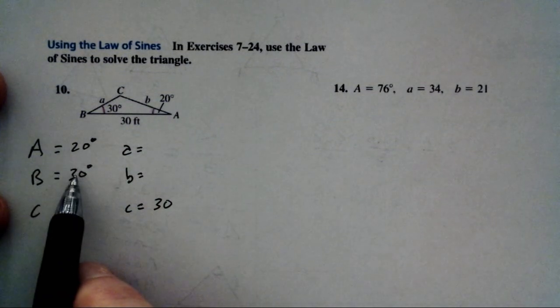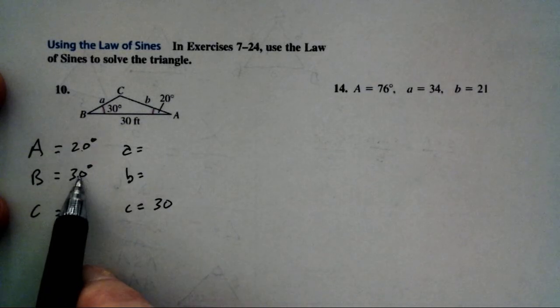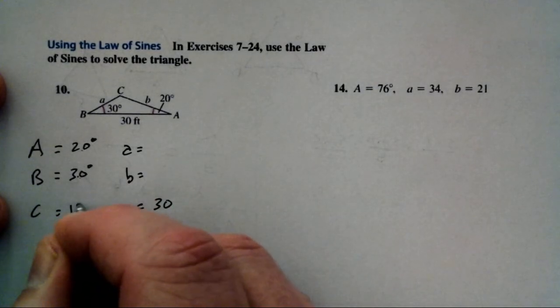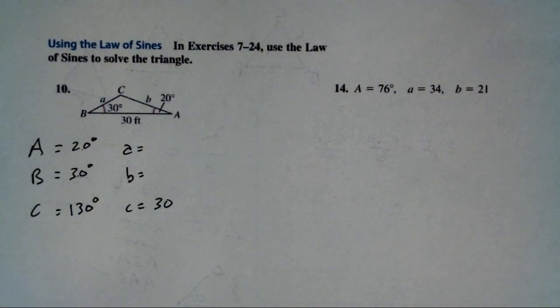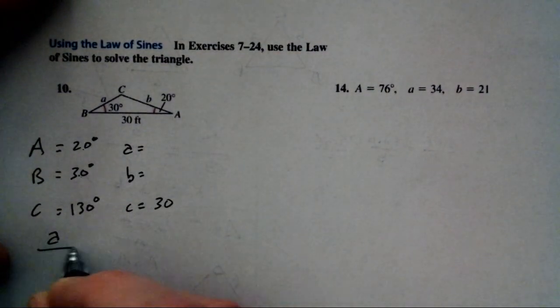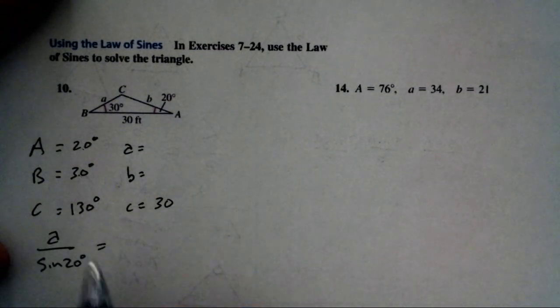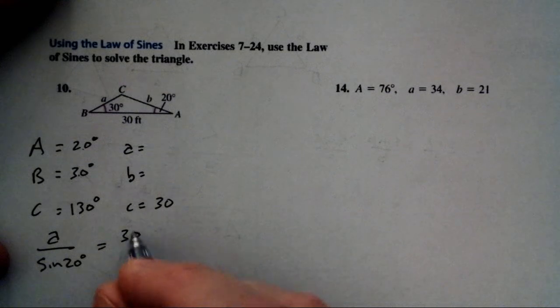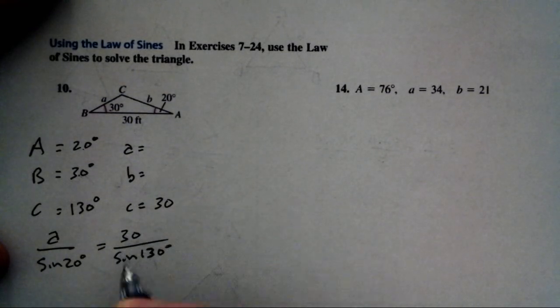If I know two angles, we certainly know the other. 180 minus 30 minus 20, or 180 minus 50, is 130 degrees. And now we can find side A or side B. Since I'm looking for side A, I'm going to say A on sine of A, sine of 20 degrees, equals 30 on sine of 130 degrees.